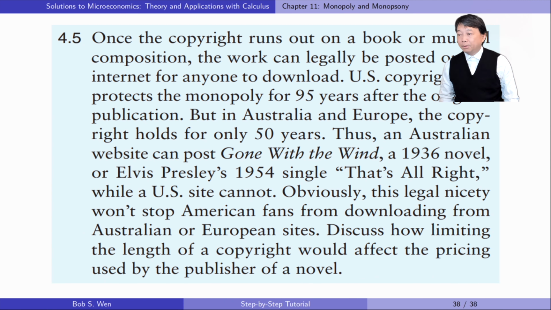Let's find answers to exercise 4.5. Once the copyright runs out on a book or musical composition, the work can legally be posted on the internet for anyone to download. Discuss how limiting the length of copyright would affect the pricing used by the publisher of a novel.